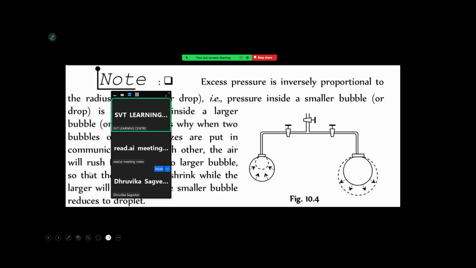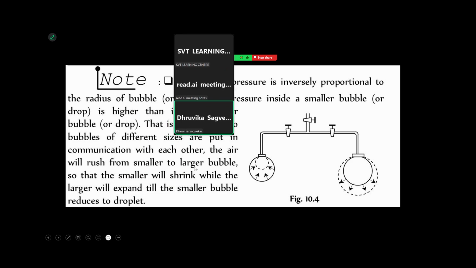Did you get it? Correct? The smaller one will shrink, while the larger one will expand till the small bubble reduces to zero. Did you understand this correctly? Because the pressure drop actually depends upon the radius. So wherever the radius is small, the pressure difference will be more, and wherever the radius is large, the pressure difference will be less. Correct?